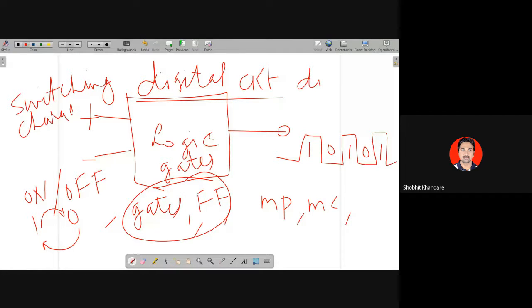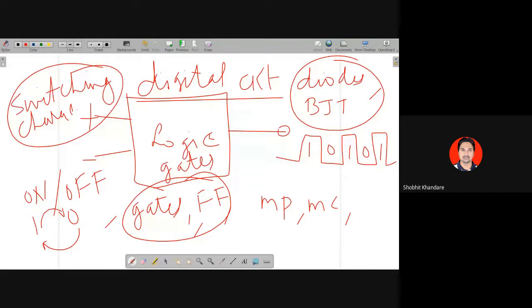It may also have diodes. It may also have BJT, that is a transistor. Okay. So diodes and BJTs can also be part of a digital circuit. Why? Because your diode follows switching characteristics. Your BJT follows switching characteristics. That is why they can be components of a digital circuit. Because diode and BJT also do on-off work. Your diode works as a switch, it has switching characteristics, it will work as on, off, on, off.